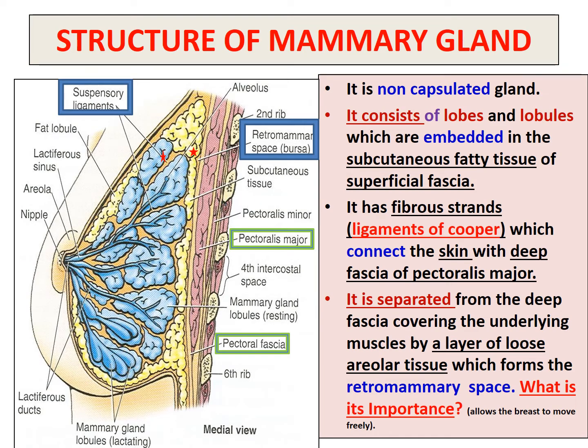Let's see the structure of the mammary gland. It is a non-capsulated gland which consists of lobes and lobules which are embedded in the subcutaneous fatty tissues of the superficial fascia. It has fibrous strands which are the ligaments of Cooper, which connect the skin with the deeper fascia of pectoralis major. It is separated from the deep fascia covering the underlying muscles by a layer of loose areolar tissue which forms the retromammary space. What is its importance? The main importance is that it allows the breast to move freely.